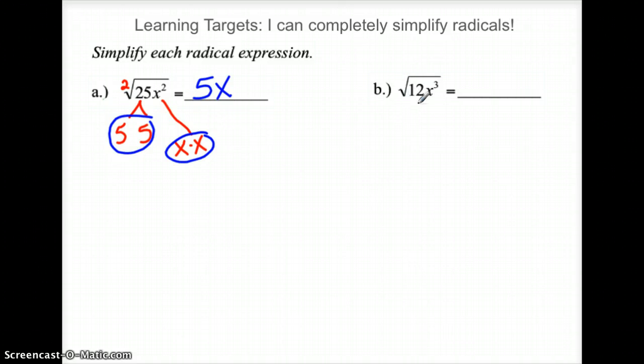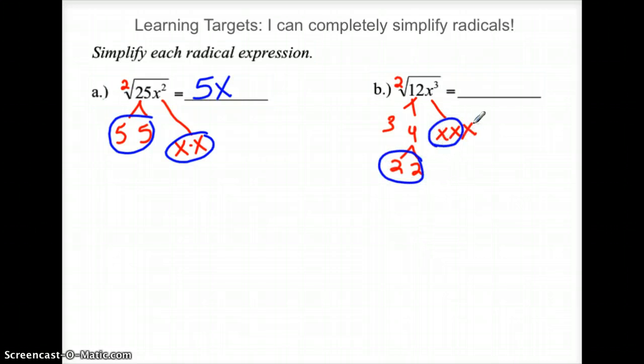Pretty cool. Okay, let's break down the 12. Again, there's a little 2 there, so I'm looking for pairs. So I'm going to go with 3 and 4 and 2 and 2. And I've got 3 x's this time because I'm dealing with x cubed. Now, what do I have pairs of? Well, I got a pair of 2s. I got a pair of x's. Any other pairs? I've got a 3 and an x left. No. So, a 2 and an x will come out.